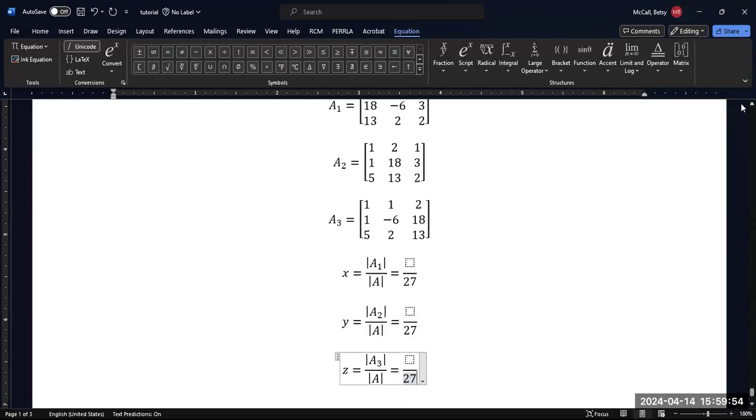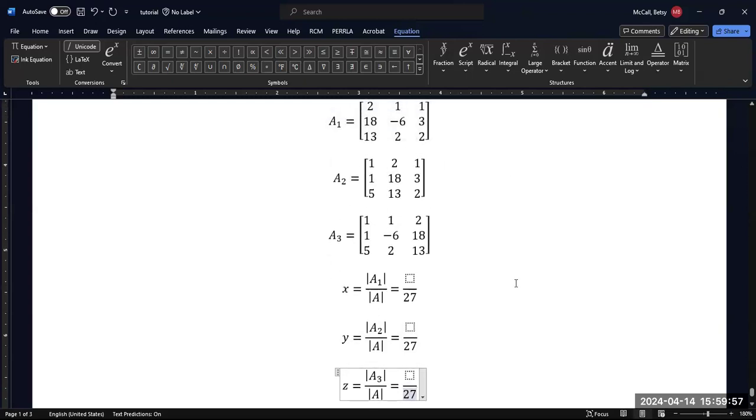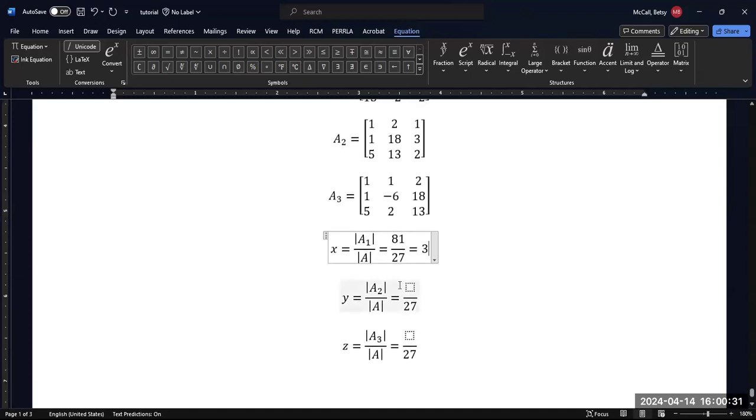And now we're going to need to calculate the determinants for our A1, A2, and A3 matrices. Again, I'm going to use technology for this. I'm going to go into my calculator and modify the first column into the 2, 18, and 13. And then I am going to calculate the determinant again. And in this case, I'm getting 81. And 81 divided by 27 is 3. And we solved this system in another video, and that is the correct value for X.